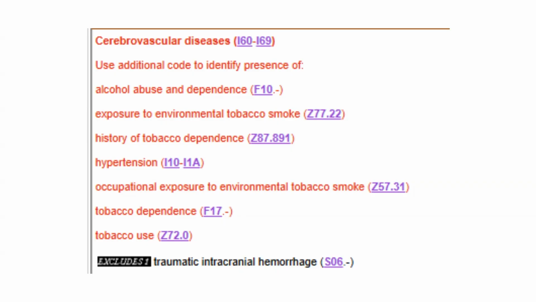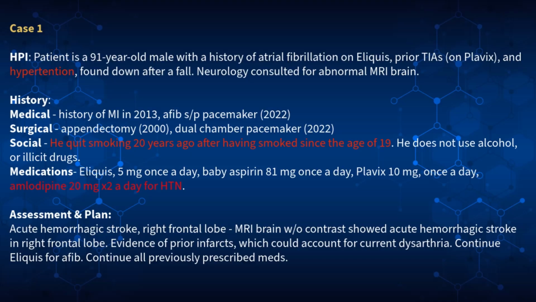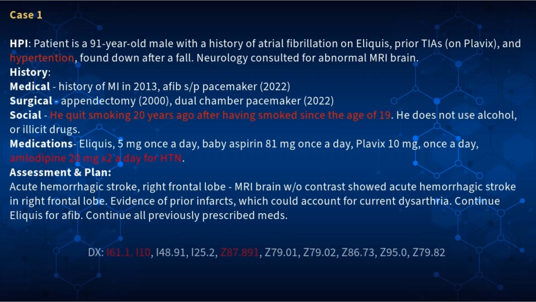So since our documentation shows that the patient has a history of smoking and they also have hypertension, we are going to follow these section notes, and we are also going to apply and assign the codes I10 for hypertension, and we're going to be using Z87.891, which is history of tobacco dependence. Now, going back to the coding convention, let's look at the next one.